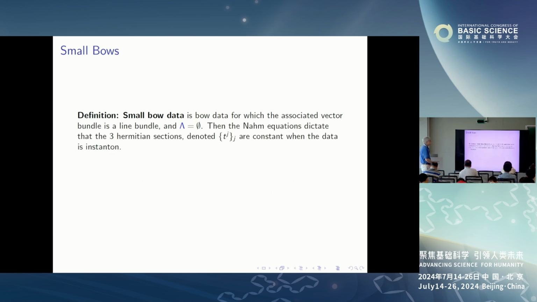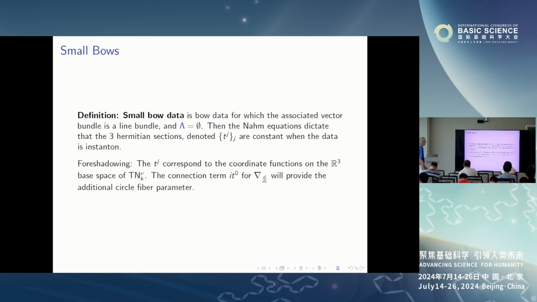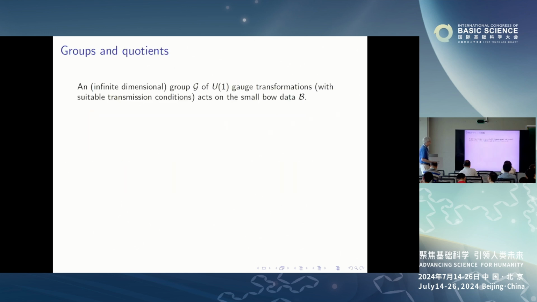So the T_j's are constant, and then additionally, that would tell you they're constant on each interval, but the constraints on the boundary data also tell you they're constant across the intervals too. So they're constant overall. And just some foreshadowing, you can think of the T_j's as giving you coordinate functions on R3. And you can think of the connection term i T_0 for the nabla d/ds to give you an extra circle fiber parameter. And those later on will essentially be constructing our tau naught for us.